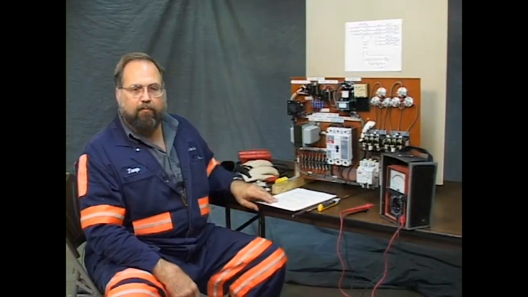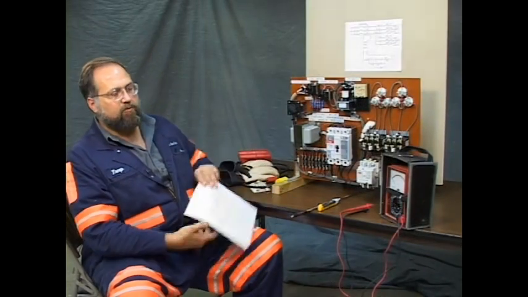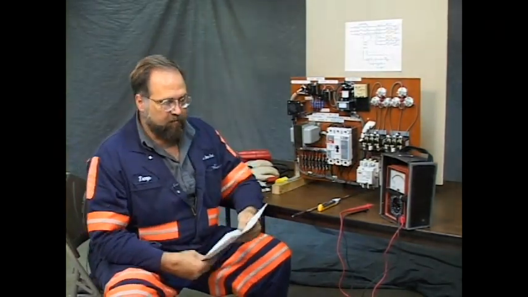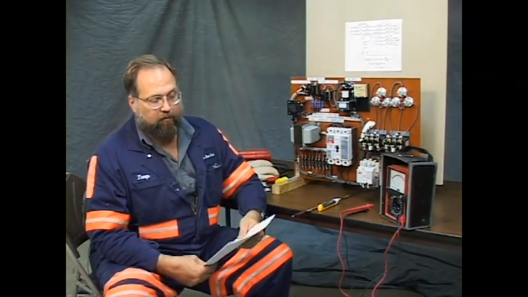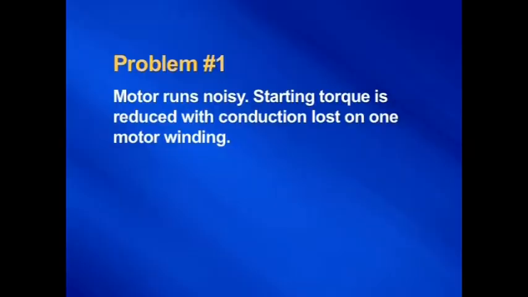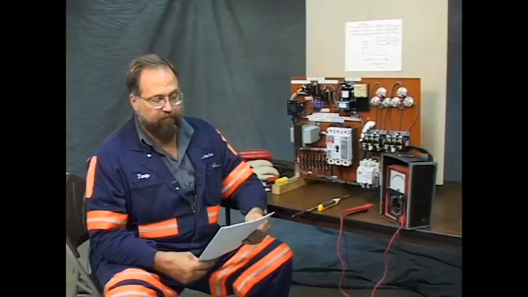Let's illustrate problem 1. I've toggled a switch on the back of the machine, and if the apprentice would draw problem card number 1, it would read as such. The motor runs noisy. Starting torque is reduced with conduction lost on one motor winding. And you're advised to write your answer to the above problem in the space below.